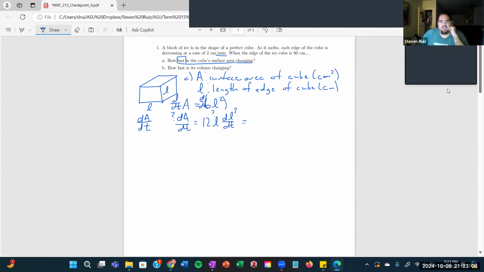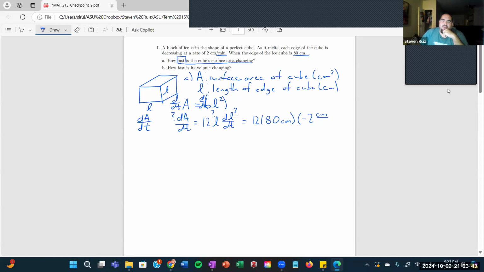Do we know how long the edge of the cube is when we care about this? Yes. We gave that as 80 centimeters. So 12 times 80 centimeters. And what does dL/dt stand for? Well, if L stands for the length of the edge of the cube at any given time, and t stands for the amount of time that has elapsed, then I think dL/dt stands for a rate of change of that length with respect to time.